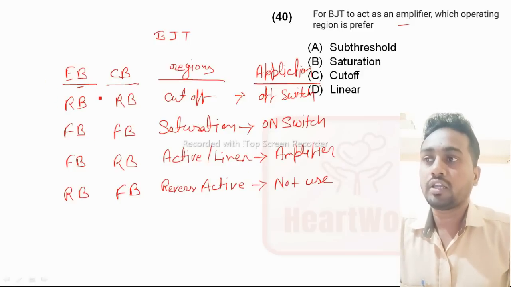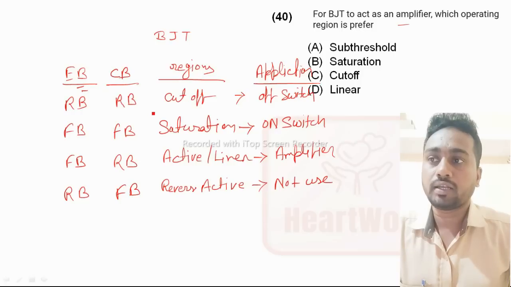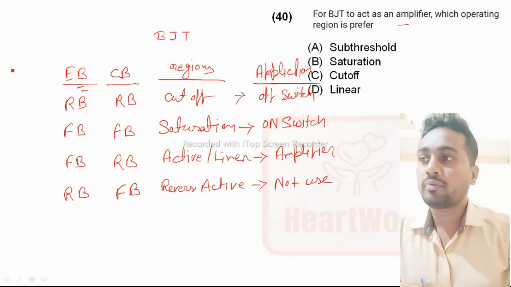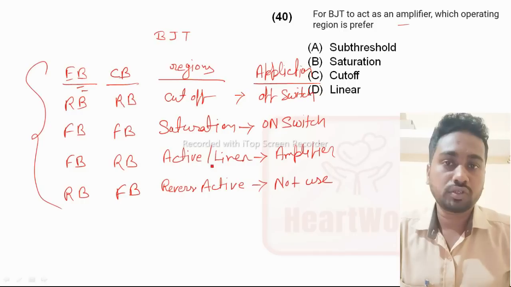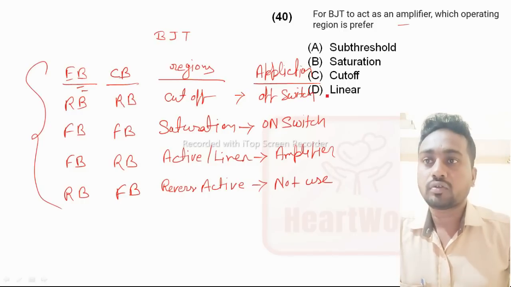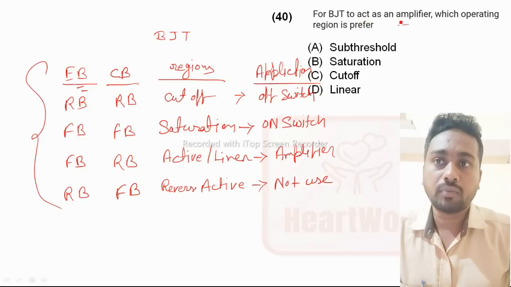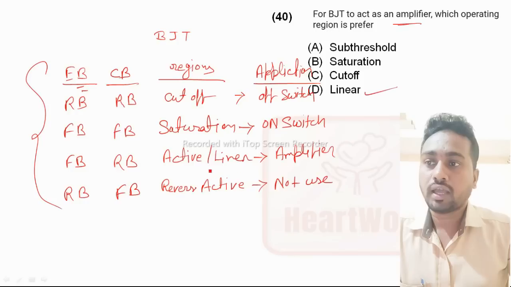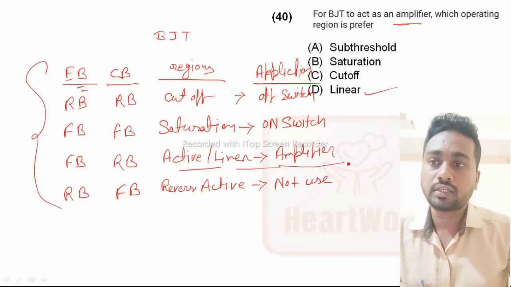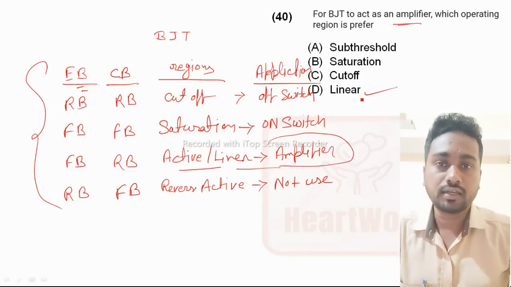So these are the regions and biasing, in which bias what it will perform, like this table. You have to remember all these things. Any question can come in the exam. In this question it's asked, BJT acts as an amplifier. So when will it act as an amplifier? In the linear region, meaning active or linear region, it will act as an amplifier. Option D is the right answer.